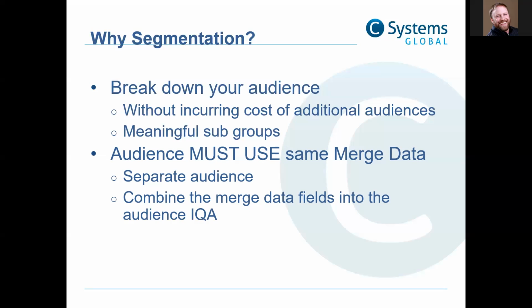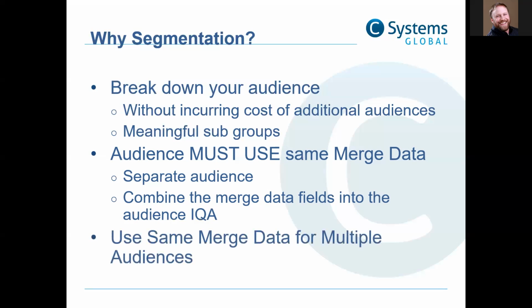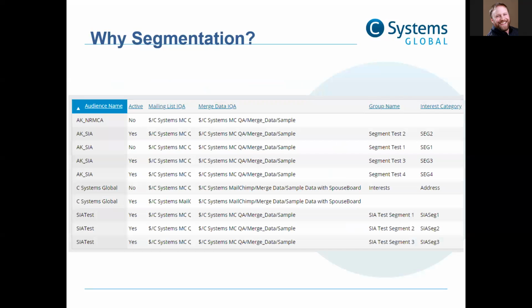The key here is that each mailing list is created for a single audience, and your Connect for Mailchimp admin panel needs to use the same merged data IQA. I'll give you a look at it in a second. Of course, you can use the same merged data IQA for multiple audiences if you desire. So what does this all mean?